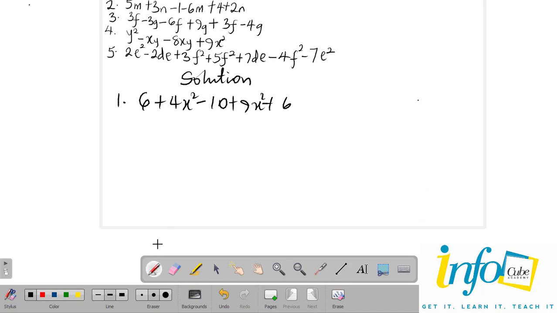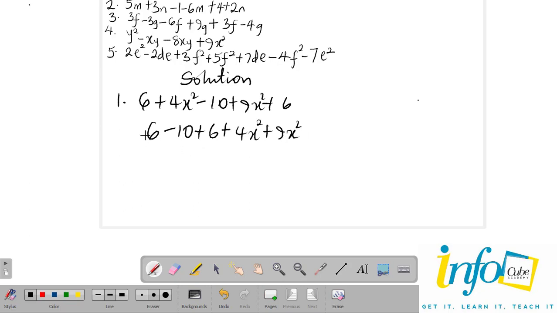In the first question, we have 6 plus 4x squared minus 10 plus 9x squared plus 6. So we are going to collect like terms together and then simplify further. So we have 6 minus 10 plus 6. They are all like terms. And then we have plus 4x squared plus 9x squared. They are all like terms. So if you have problem in understanding what we actually did now, please go back to episode 1 and episode 2 and watch it very well, understand it very well, so that you can be able to flow with us.